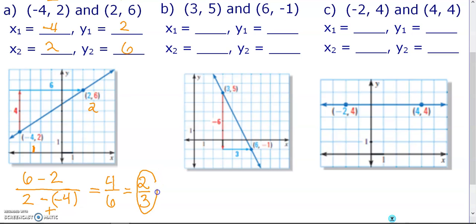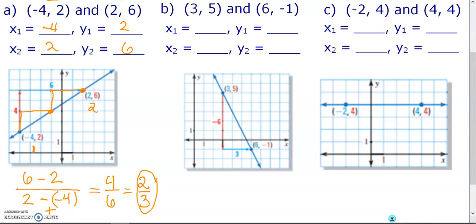That's my slope. That means for every 2 points you go up, you're headed 3 over to the right. For every 2 points you go up, 2 spaces I should say, you go over 3 points and you get to the next point on your line.